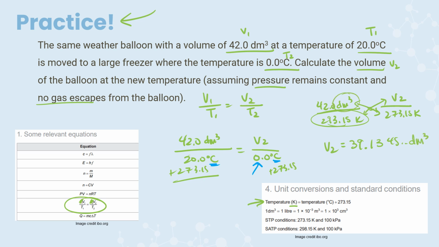Let's do a sig fig check. How many sig figs do I get to keep? Looks like 2. 1, 2. So our final volume is going to be 39 cubic decimeters, which makes sense because it got colder. Those molecules are moving less quickly. They're going to exert less force. It's going to make a little bit of a smaller container.